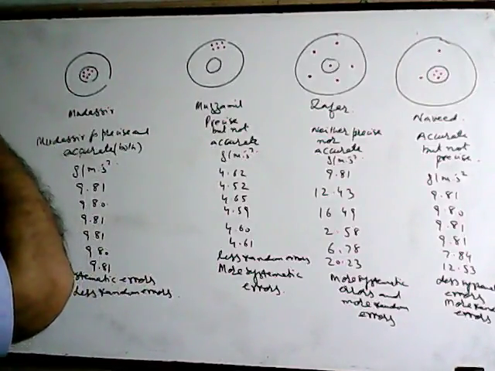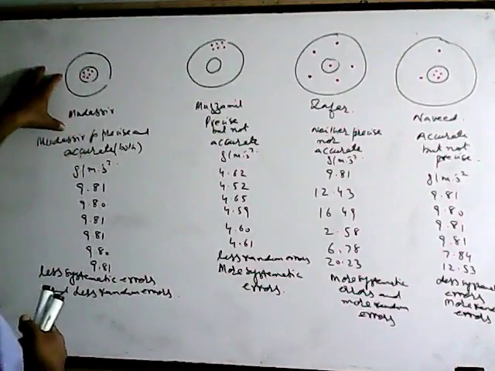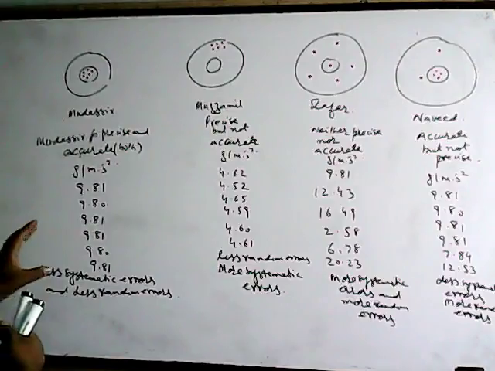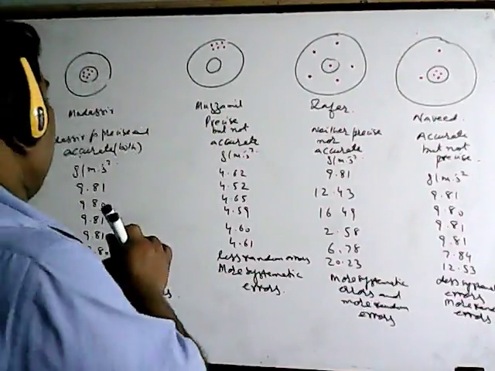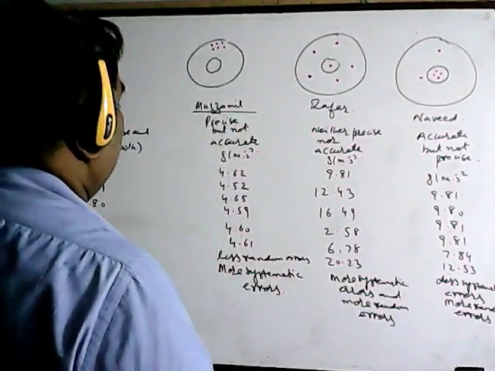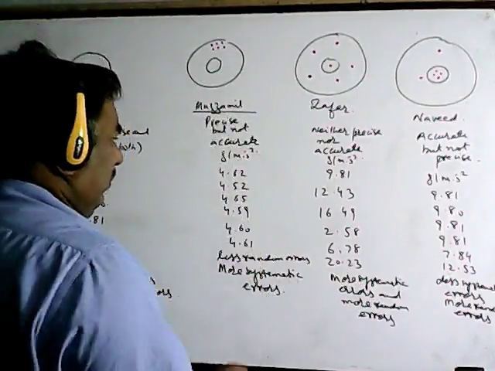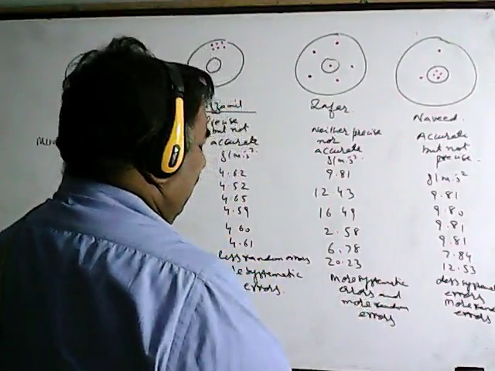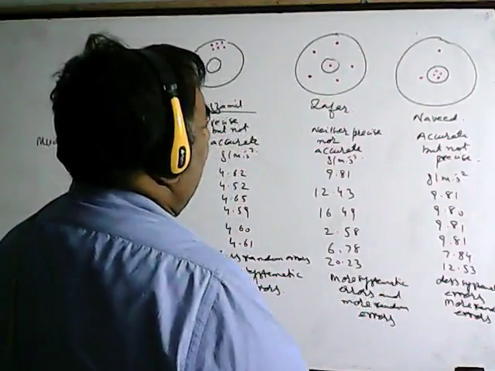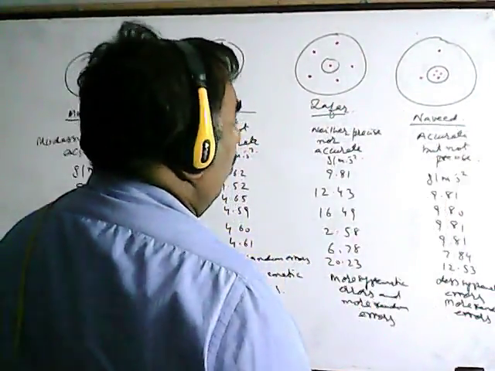They can have errors due to the system, due to that one. But see, Mudassir is precise and accurate, so he has less systematic errors and less random errors. Muzammil is precise but not accurate, so less random errors and more systematic errors. Zafar has more systematic errors and more random errors, and Naveed has less systematic errors but more random errors.